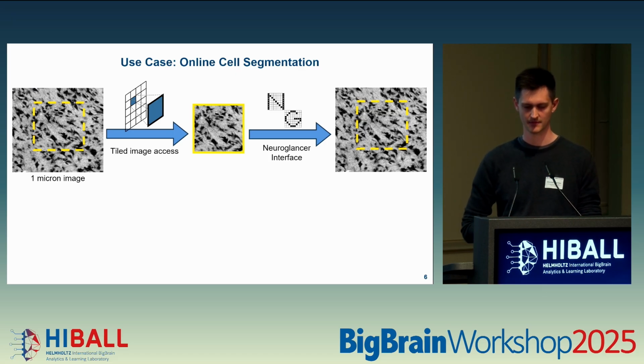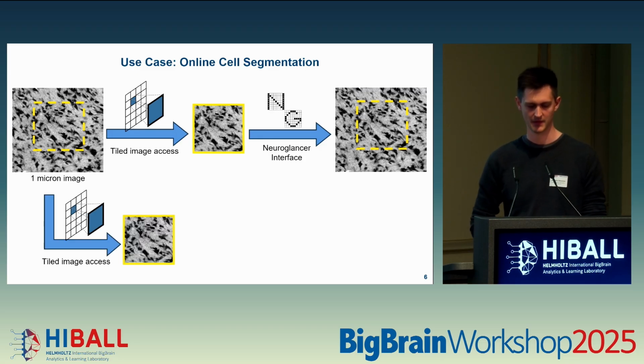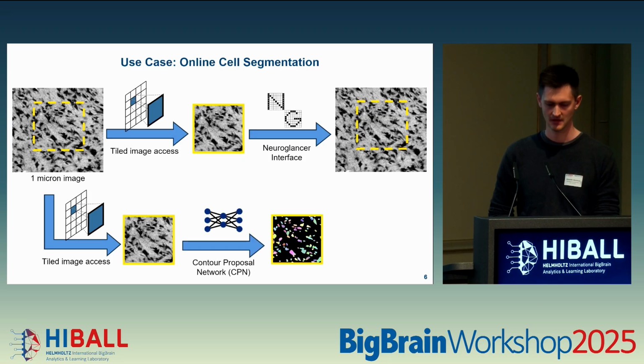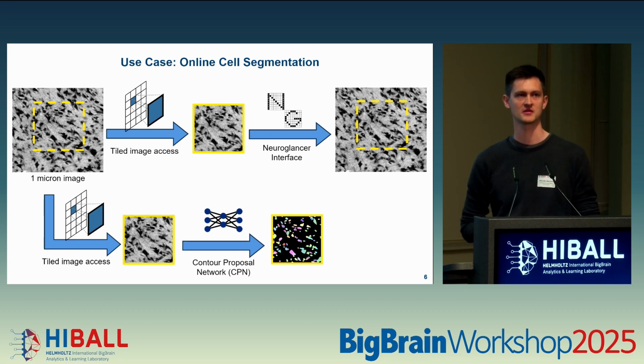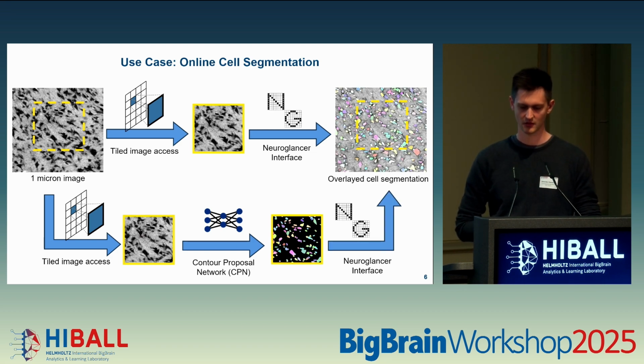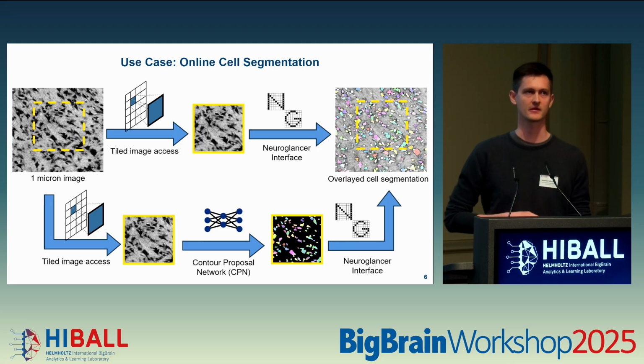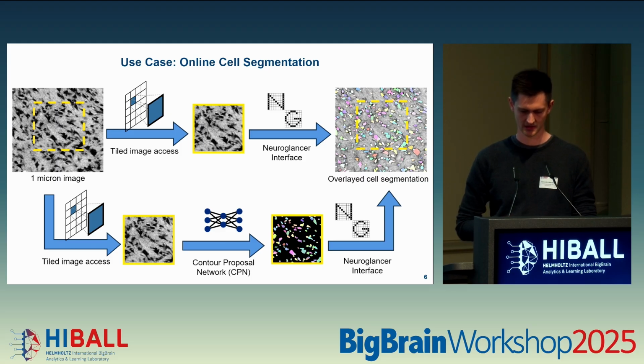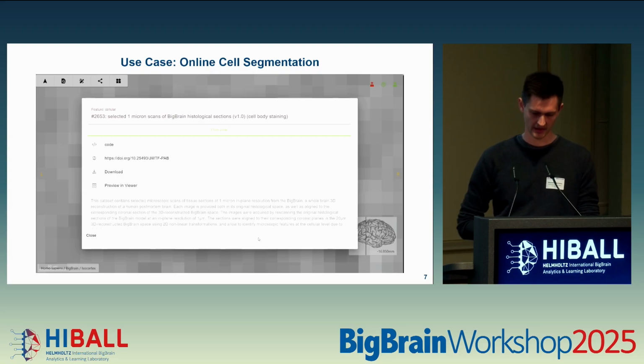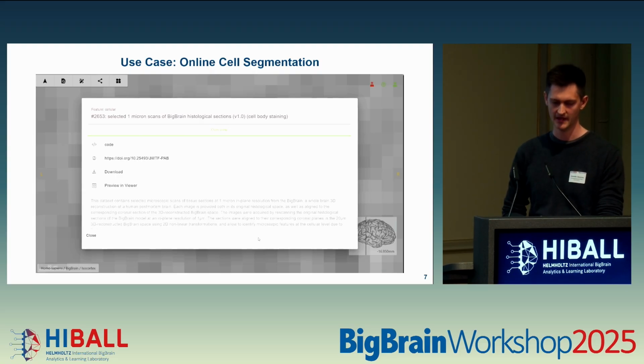And then in a second branch, which is a second service instance of Tiamat, we apply the same tiling strategy, but this time we apply the contour proposal network that was developed by Erik Abschult in our lab to create a cell segmentation out of the image, which is then also served as a Neuroglancer interface and can be used to overlay the 1 micron cell-stained image with the cell segmentations. And this is already integrated in a development version of Zebra Explorer.